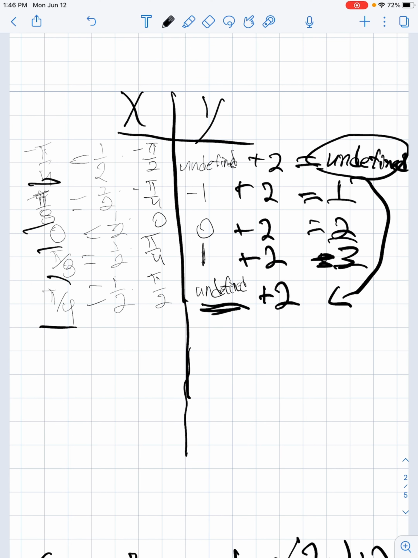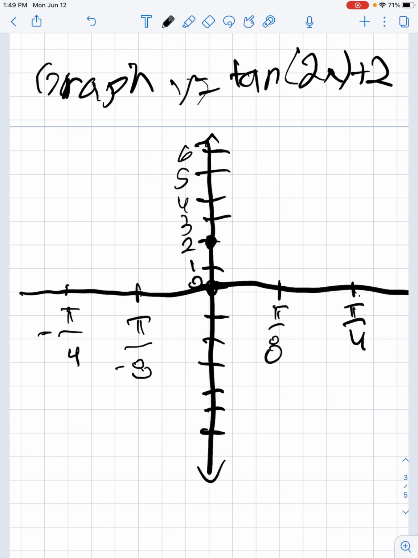And can finally plot it on the graph. From what we have in our chart, we can finally plot the points on the graph. Our first would be negative pi over 4, comma, undefined. So this would be an asymptote and make it look like that. Same thing we can already do to the other side since it's on both ends. And now we can do negative pi over 8, comma, 1. So it would be right here. Then our next point would be 0, comma, 2. And I already plotted it down. It's right there.